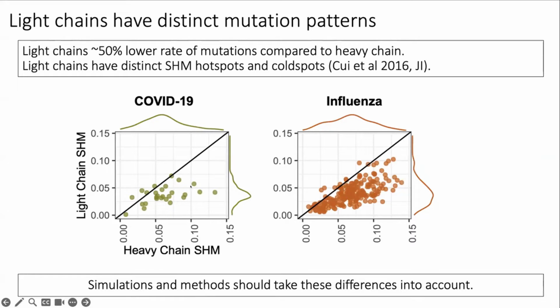Each of these dots represents a clone, and we can see that there is a relationship between the level of somatic hypermutation on the heavy chain and the level on the light chain. However, the light chain is much less mutated, about 50% the mutation level of the heavy chain. And the results are consistent in this larger influenza data set. It's also been known that light chains have distinct somatic hypermutation hotspots and cold spots from heavy chains. So it's important that simulations and methods take these biological differences into account.